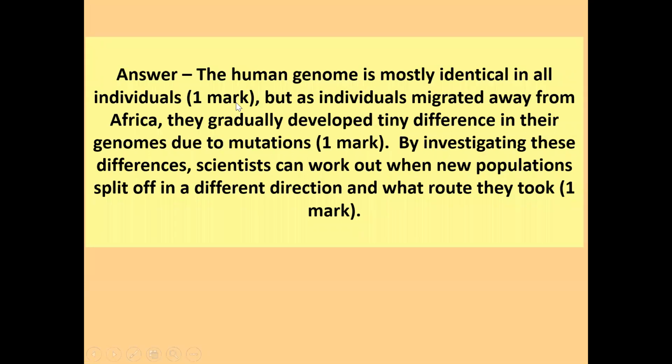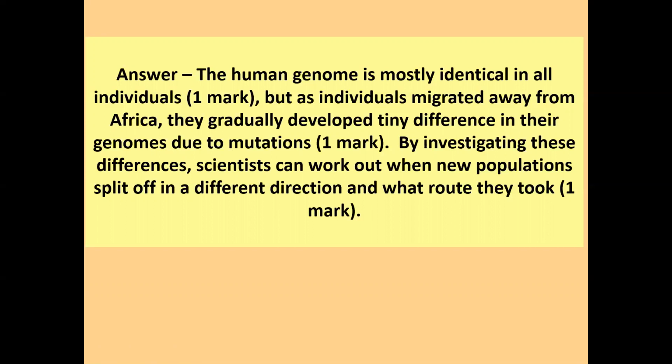So this is what they do. We've mentioned the human genome is the entire set of genetic material of an organism. For a human, the genome is mostly identical in all human beings. That would give you one mark: to say that it's mostly identical in all human beings. But as humans migrated away from Africa and different populations migrated in different directions, sometimes mutations occurred. And that changed their genome. That changed the order of those A's, T's, C's, and G's. That's what mutations do.